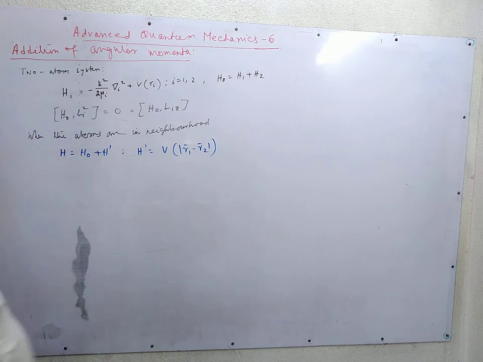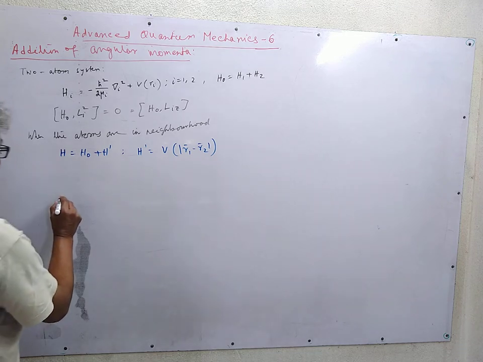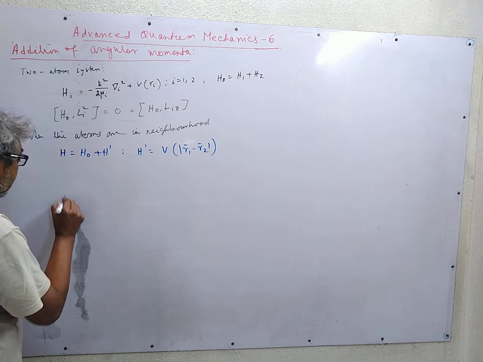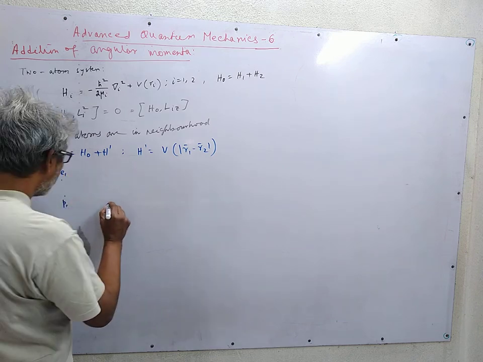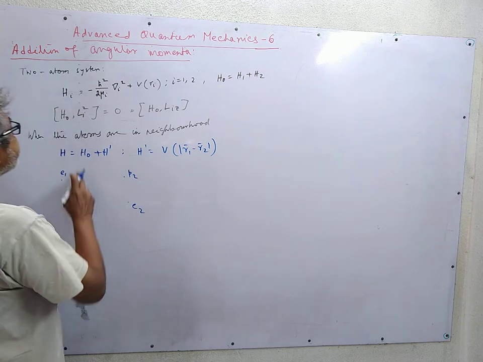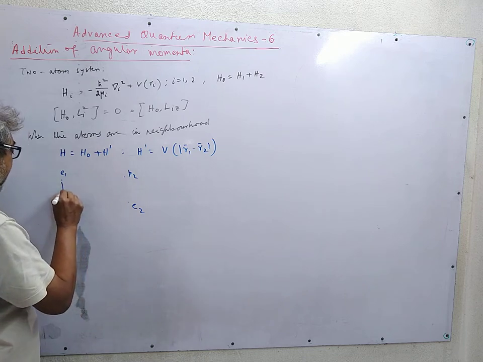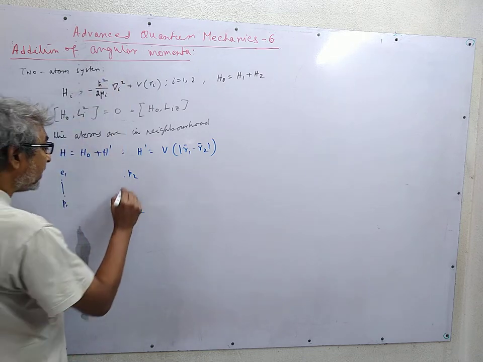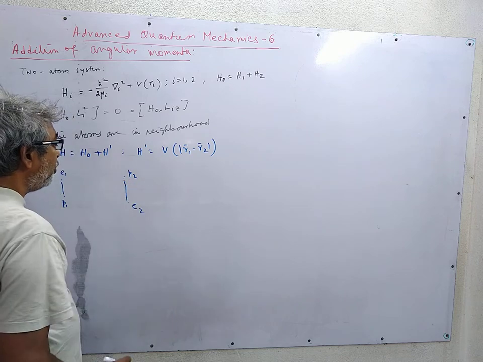We have considered only the electron-electron repulsion term as the additional interaction. To be precise, there are other interaction terms too. Say, for example, this is proton 1, this is electron 1, this is proton 2, and this is electron 2. So this Hamiltonian considers this interaction. This is included in V of R1. This is included in V of R2.